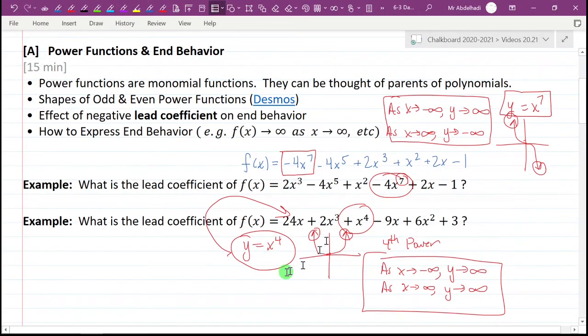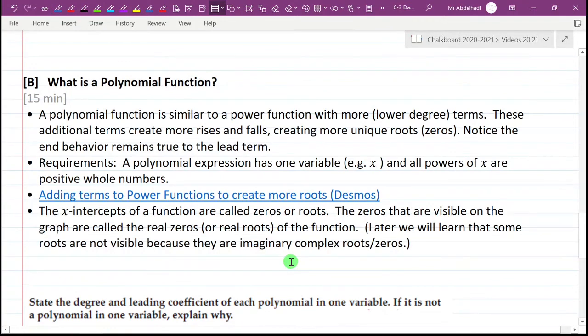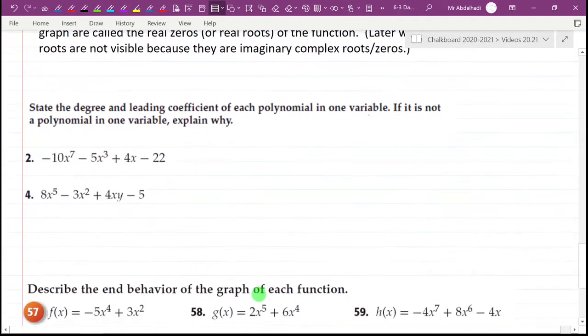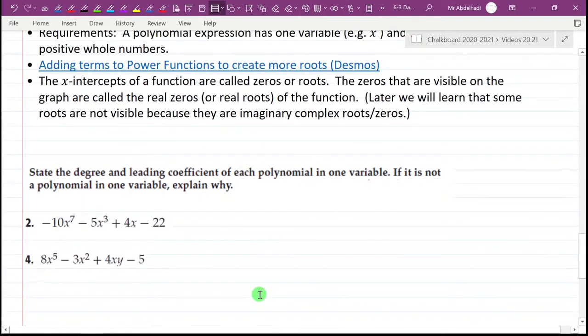So this is kind of the moral of the story here. Every polynomial that we have has a highest degree term called the lead term. That lead coefficient and lead term determine the end behavior, which way the function's going, up, down, left, right, that sort of thing. And adding more powers just creates more twists and turns. And those extra twists and turns, by the way, can create more x-intercepts, which we'll talk about tomorrow.